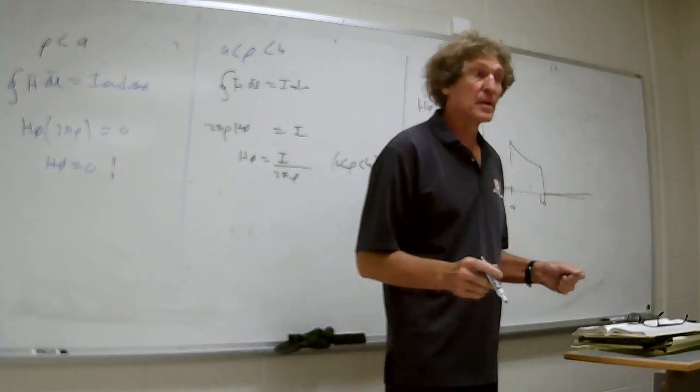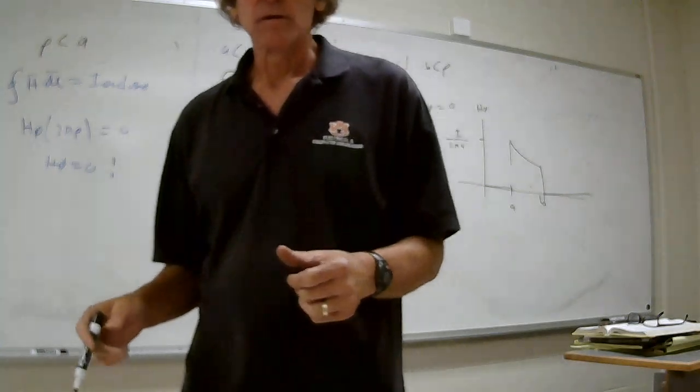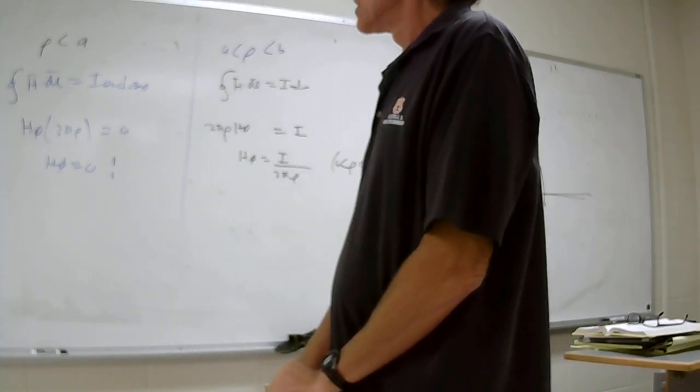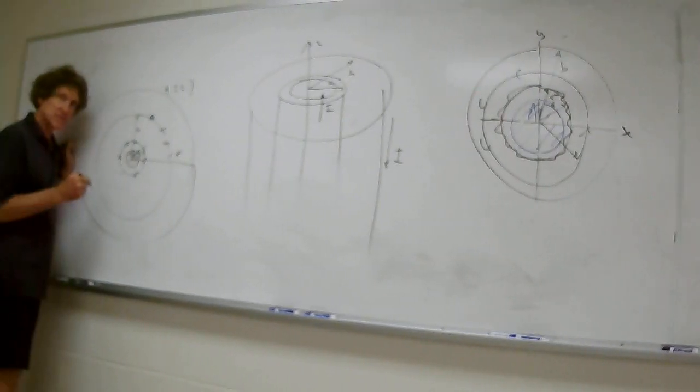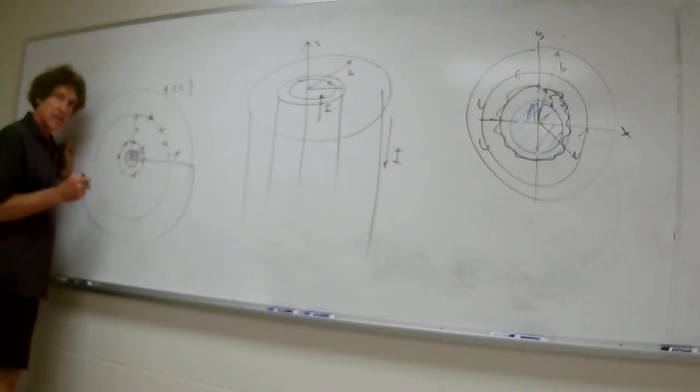Everybody with me? Yeah, this might be a dumb question, but why is it 0 when it's less than A? Is that just because it's always 0 within? No, think about the law, what it says. Here, I'm inside A, right? If you put this ampere loop there, how much current's penetrating that surface? Can you see that? Yeah, that's what's wrong with this.